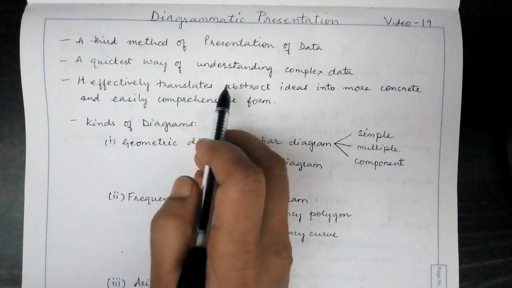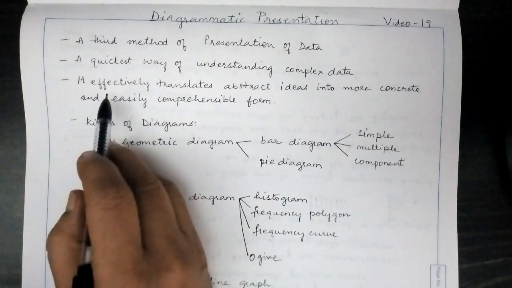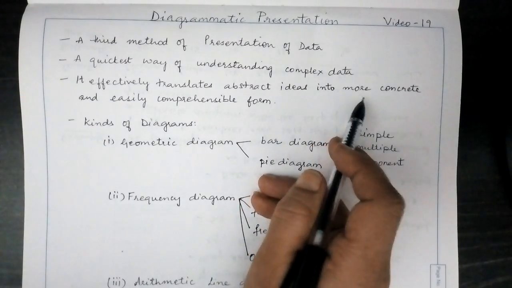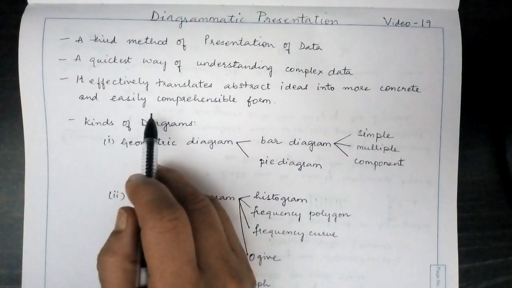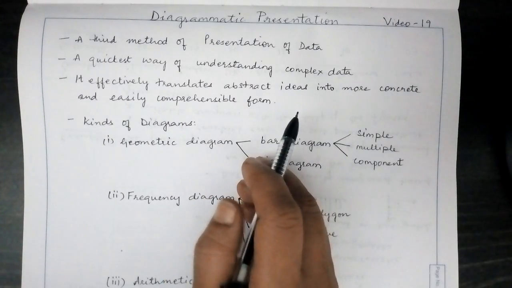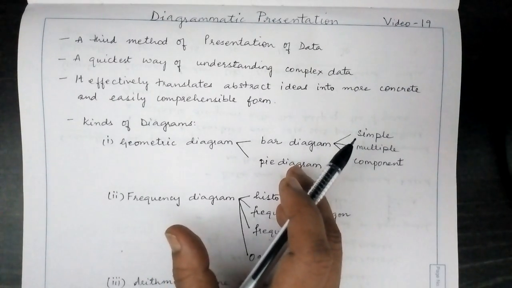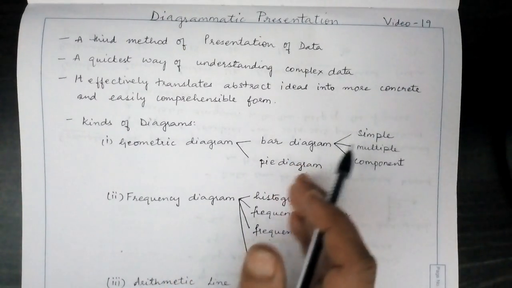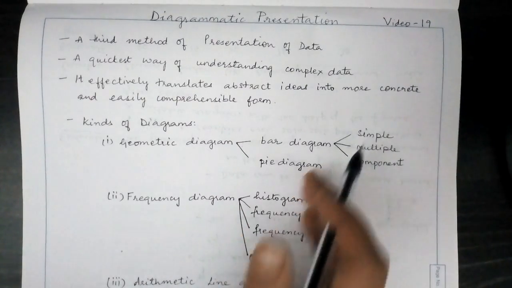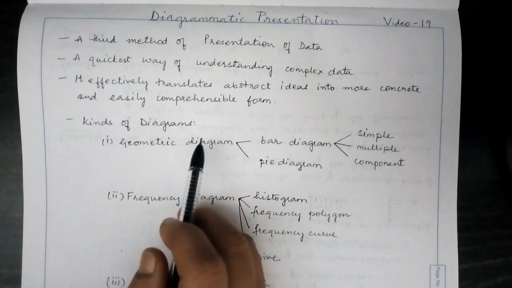It is the quickest way of understanding complex data. It effectively translates abstract ideas into a more concrete and easily comprehensible form. So, when the data becomes too large to be handled, then we need a more advanced, a better way of presenting the data so that it can be understood easily. So, here we have different kinds of diagrams.